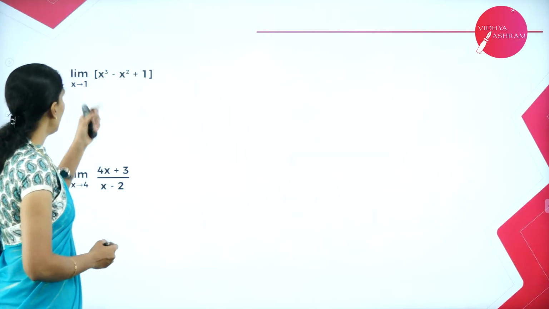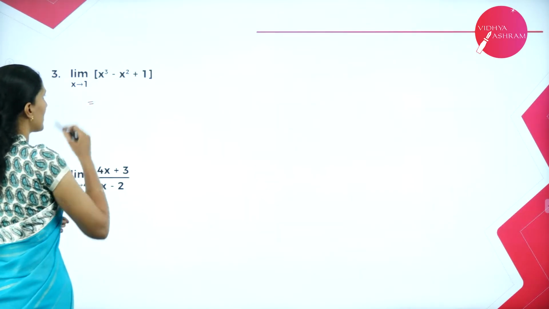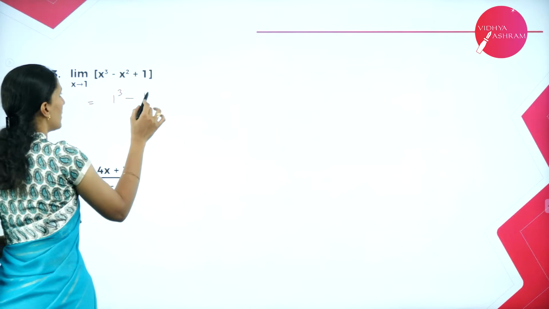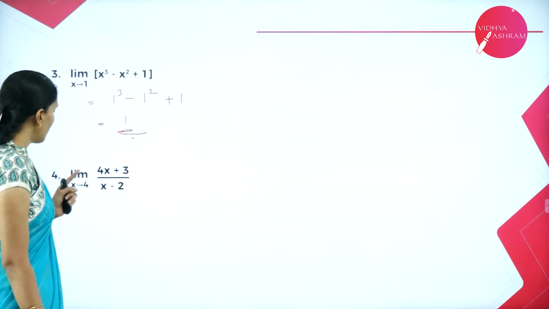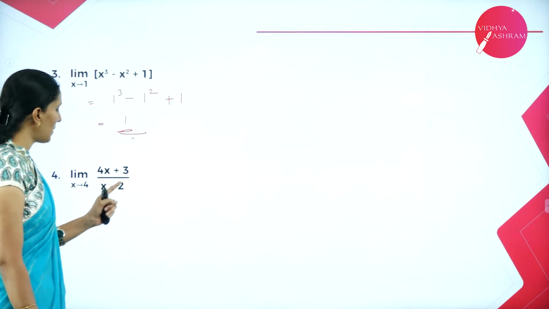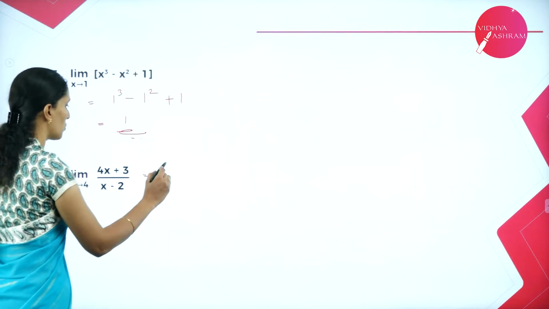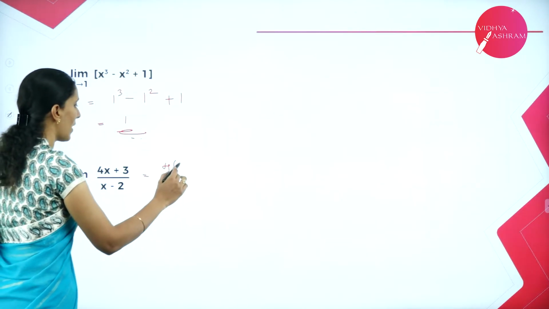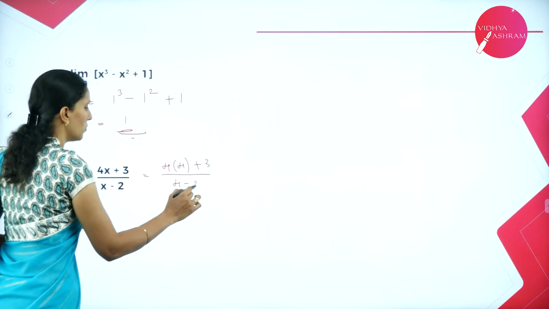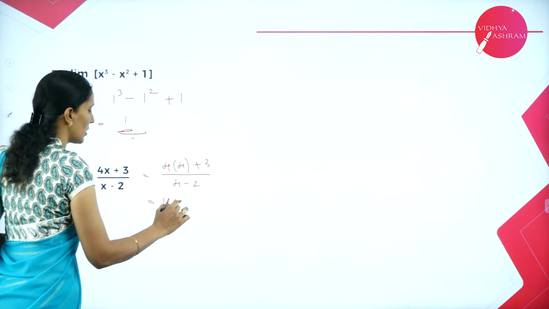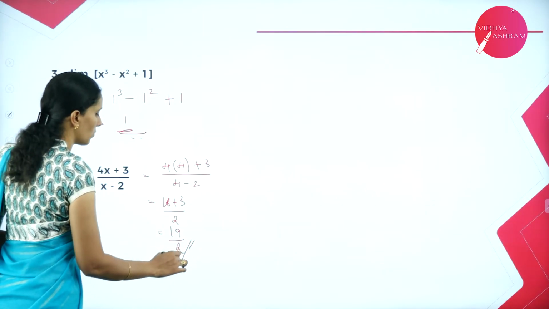Similarly, we have limit x cube minus x square plus 1. Apply the limit as x tends to 1, 1 cube minus 1 square plus 1. So, your answer is 1. Next we have limit as x tends to 4 of 4x plus 3 over x minus 2. Apply x tends to 4. So in the place of x replace by 4: 4 into 4 plus 3 divided by 4 minus 2. So 16 plus 3 divided by 2, which is equal to 19 divided by 2.